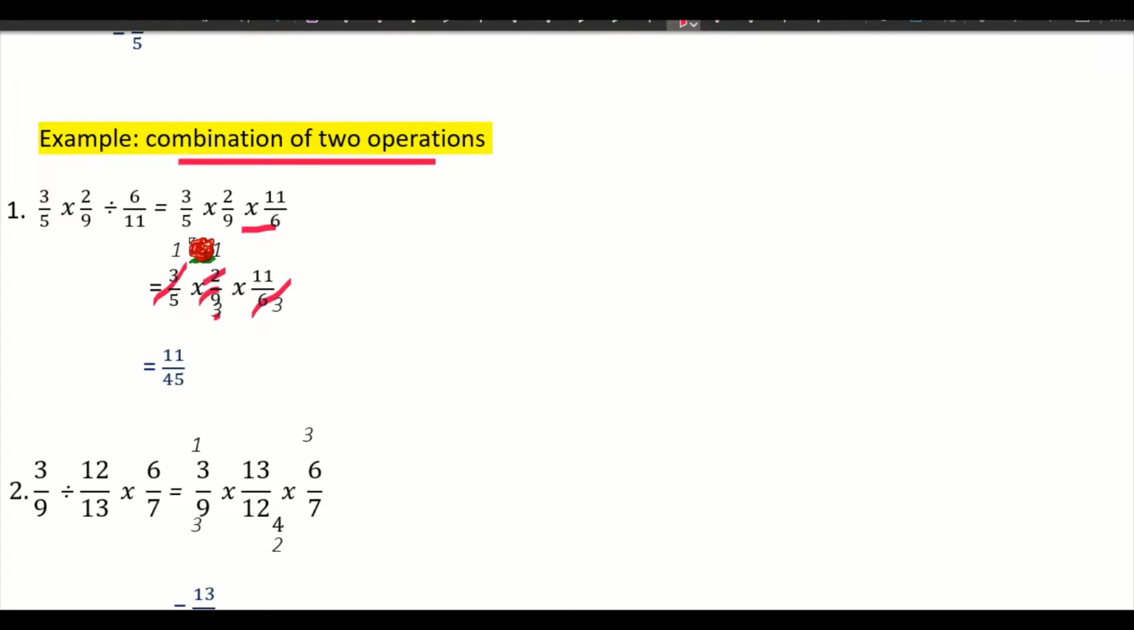Right? So, we now have 1/5 times 1/3 times 11 over 3. So, yun na yung i-multiply natin. We're going to multiply the numerators and denominators, right? So, 1 times 1 is equal to 1, times 11 is equal to 11, and 5 times 3, that is 45. So, therefore, 3/5 times 2/9 divided by 6 over 11 is equal to 11 over 45, alright?